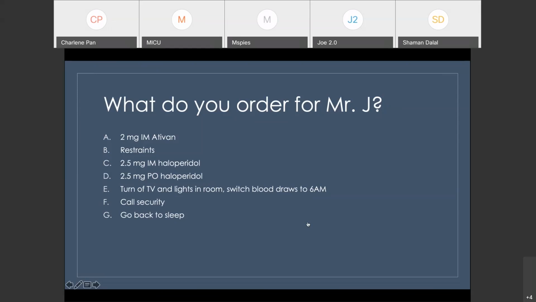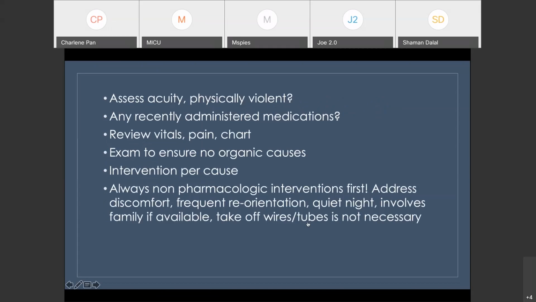So this is another framework that you guys can use. Basically, you assess the patient to see how acute this is, or whether it has been going on for a while. If so, usually the day team should have a plan if this person gets agitated. Always review any possible medication that might have caused the delirium, and then you might want to stop that medication. Review vitals and pain. A lot of older patients, when they're in pain, might become agitated. Just make sure there are no organic causes, like urinary retention, that can cause delirium as well.